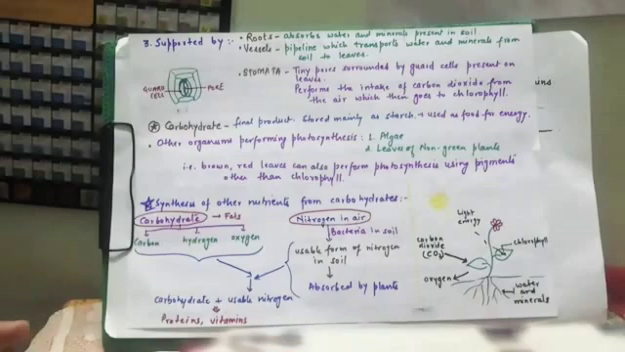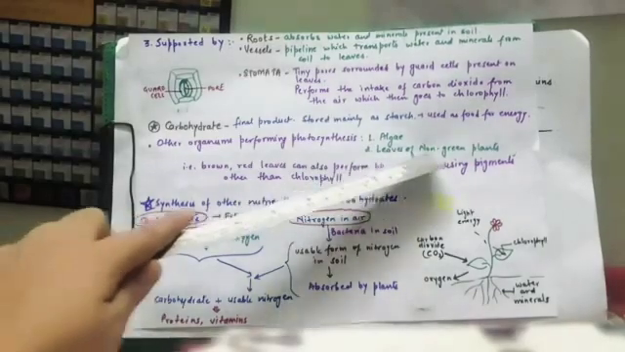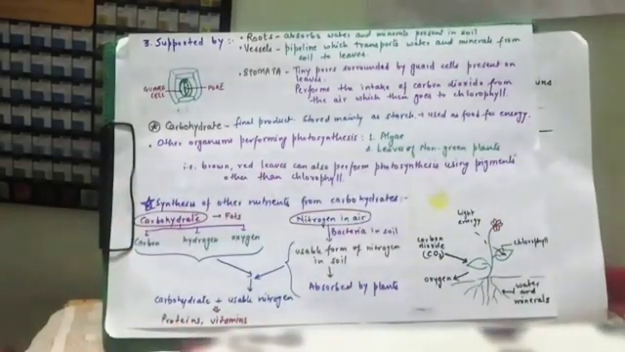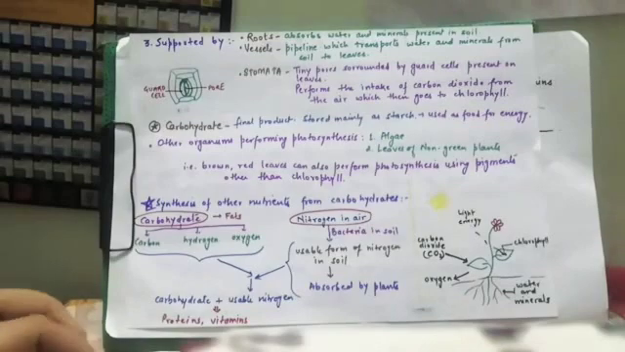Now talking about other organisms which can perform photosynthesis other than the green plants. The first one is algae. These are mainly found in water. These are also mainly green in color, so they also contain the chlorophyll pigment. They can also perform photosynthesis.